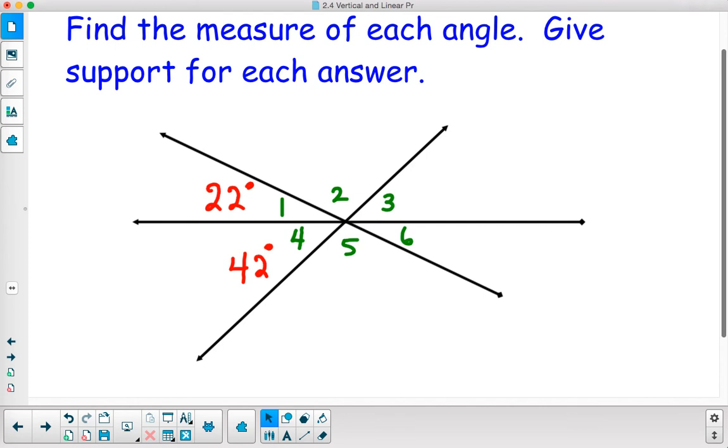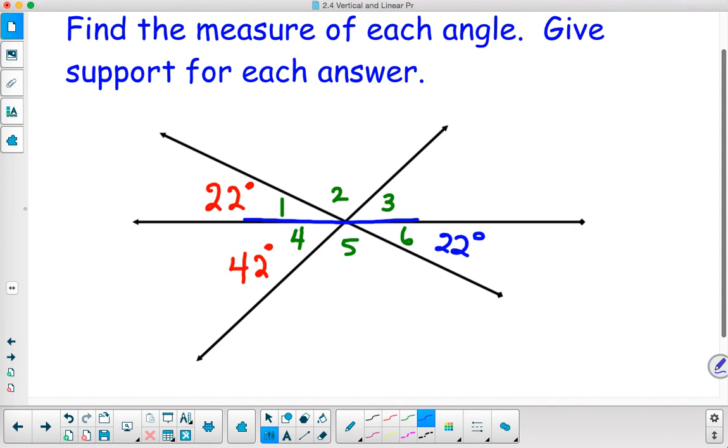Okay, I would guess that you did a couple of them pretty easily. You probably got angle 6 to be the same as angle 1, 22 degrees, because those two are a linear pair. They're formed by the same two lines. Now angle 4 is going to be vertical with angle 3, 42 degrees, and I'll highlight it in a different color. Those two were formed by the same two lines.